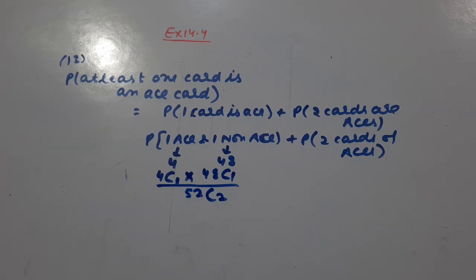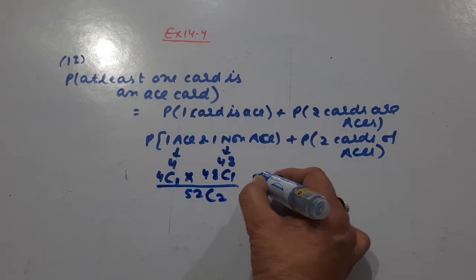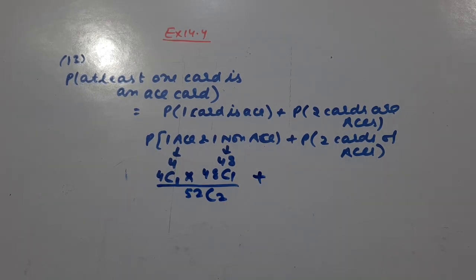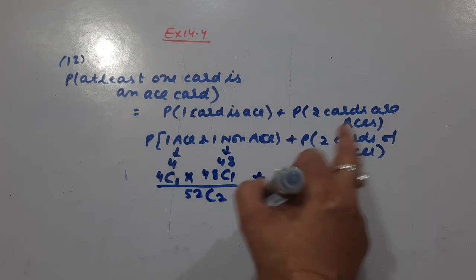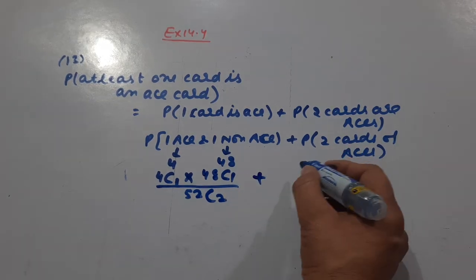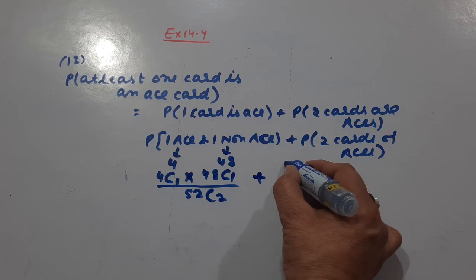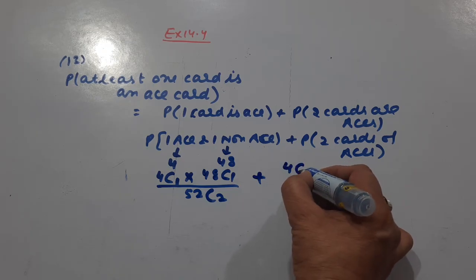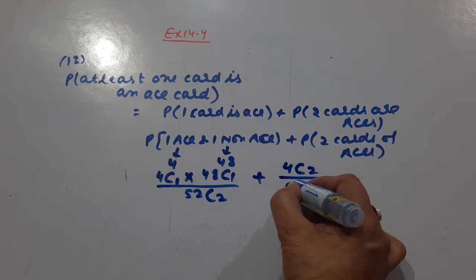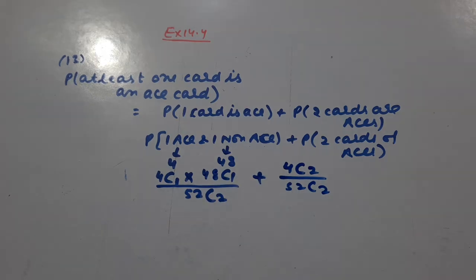Total cases will be 52C2, plus two cards aces. अब यहाँ पर सिर्फ ace cards ही हैं और वो हमने ड्रा करने हैं four में से. Two cards out of four can be drawn in 4C2 ways upon 52C2, right?